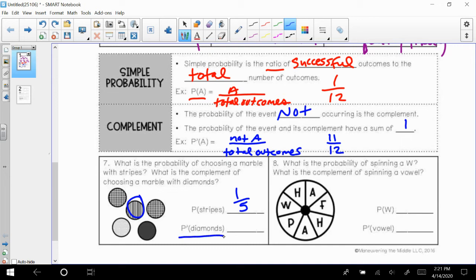This one here is, what's the probability of not diamonds? So here would be diamonds and here would be diamonds, leaving me with 3 out of 5.